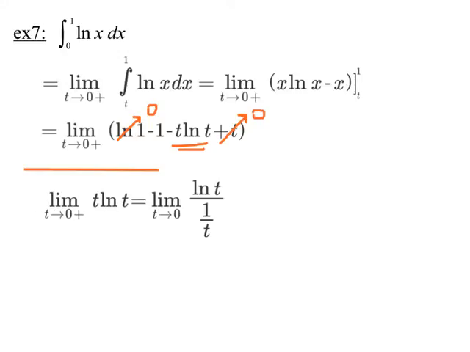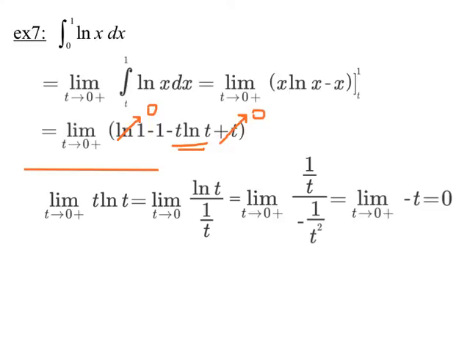I'll have the limit as t approaches 0 from the right of natural log of t over 1 over t. Take derivative top, derivative bottom, and I'll have the limit as t approaches 0 from the right of 1 over t over negative 1 over t squared, which if I simplify algebraically, I get the limit as t approaches 0 from the right of negative t, which is 0. That means that this part is also approaching 0, so the value of this is negative 1. So it converges to negative 1. All right, that is it for our improper integrals.